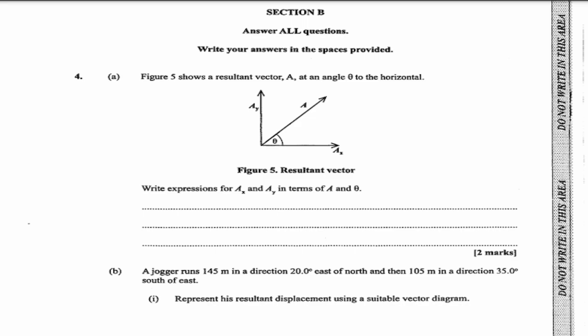First thing we see is a diagram and a question surrounding the diagram. It says figure 5 shows a resultant vector A at an angle theta to the horizontal. There's a diagram right there. The question asks us to write expressions for AX and AY in terms of A and theta. And you can see that this is AY over here and this is AX here. Let us replicate this diagram first and then get into the question.